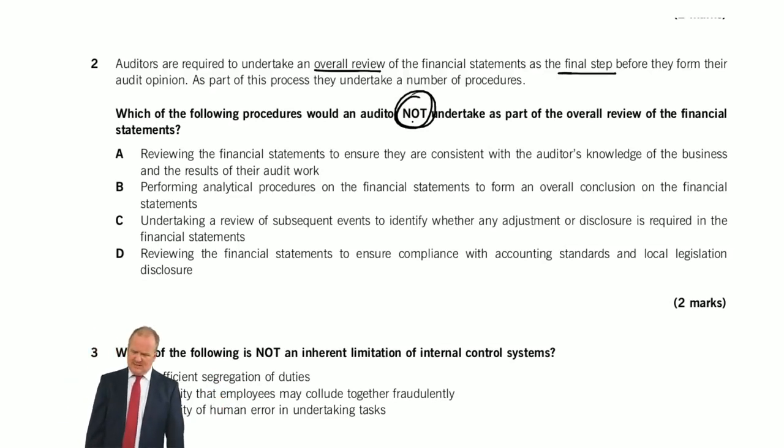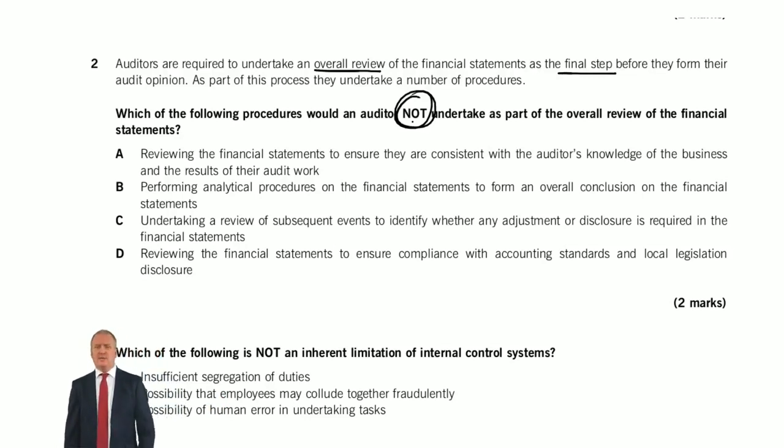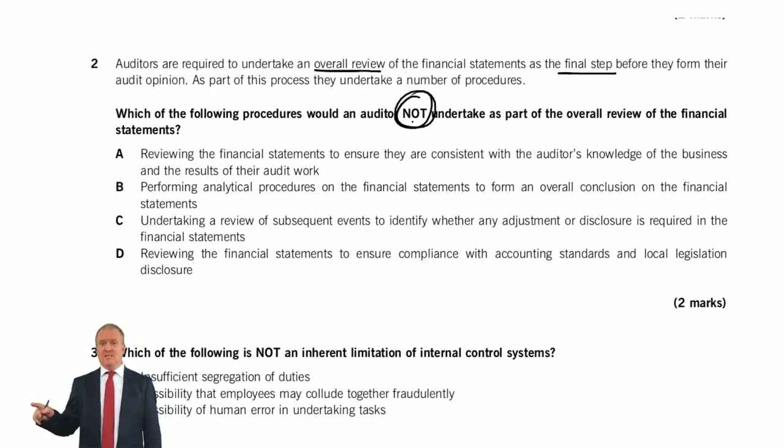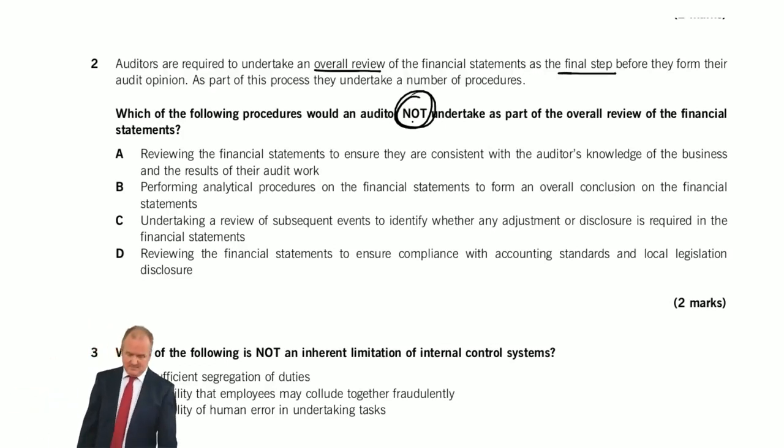Review the financial statements to ensure they are consistent with our knowledge. Yes, we do that right at the end, because right at the end is when we have the most knowledge of the client. So that one is part of overall review. Perform analytical procedures on the financial statements to form an overall conclusion on the financial statements. We do that right at the end because the accounts might still be changing as we get towards the end.